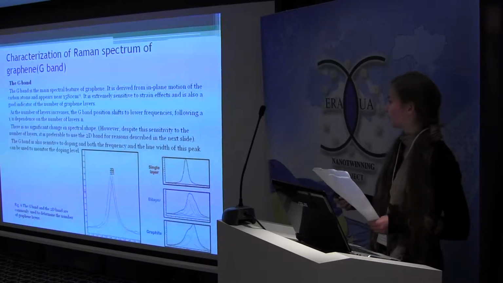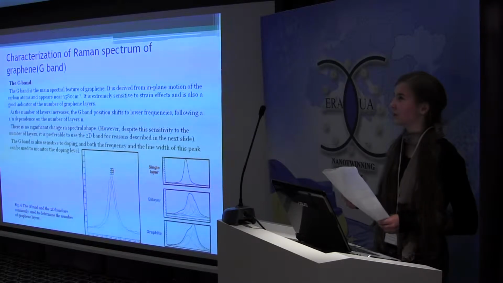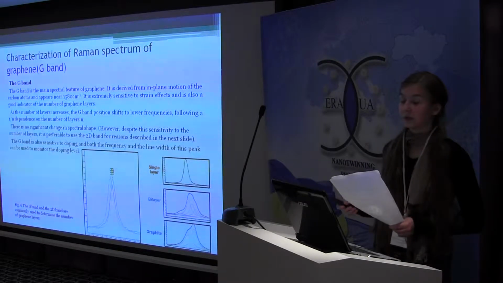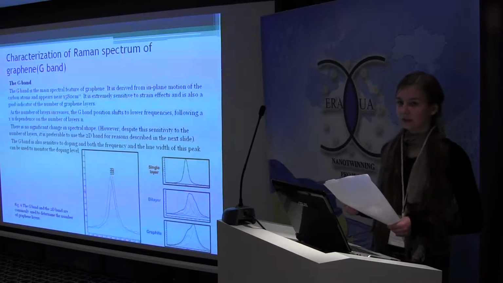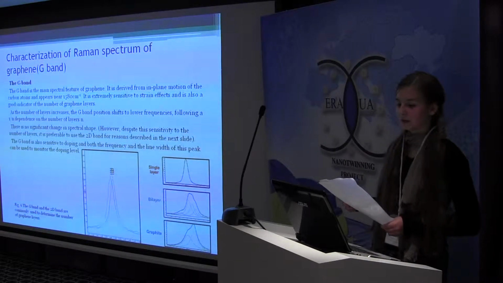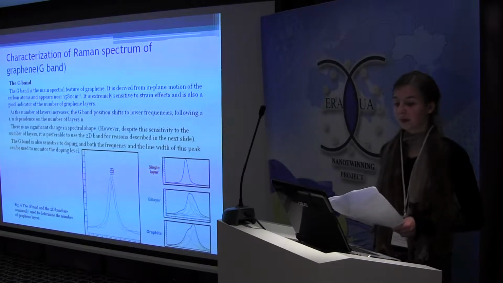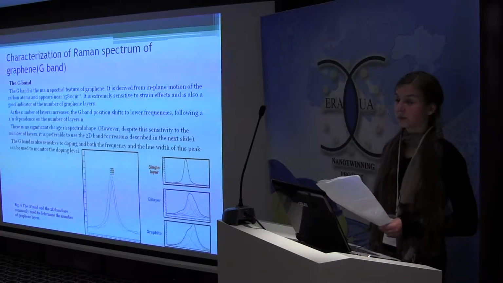However, despite this sensitivity to the number of layers, it's preferable to use the 2D band for reasons described in the next slide. The G band is also sensitive to doping, and both the frequency and the line widths of this peak can be used to monitor the doping level.